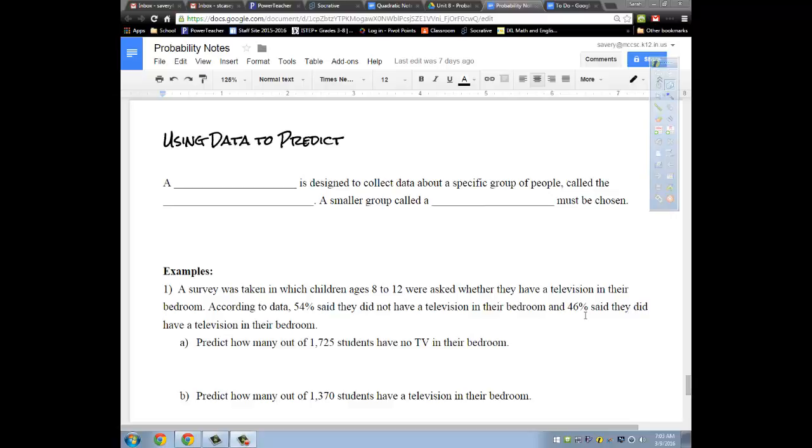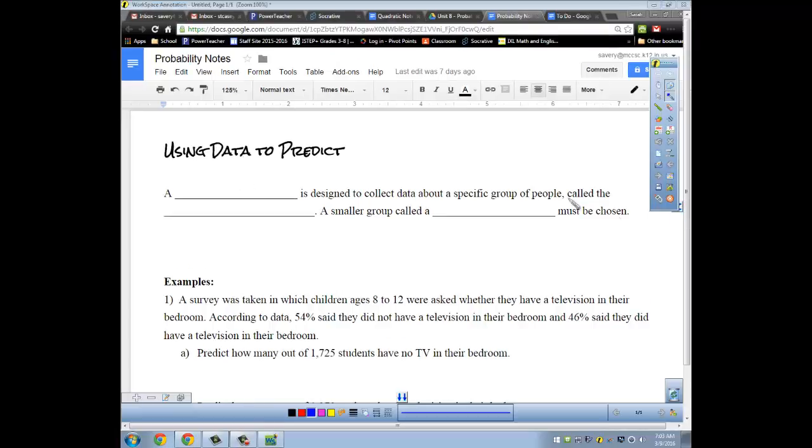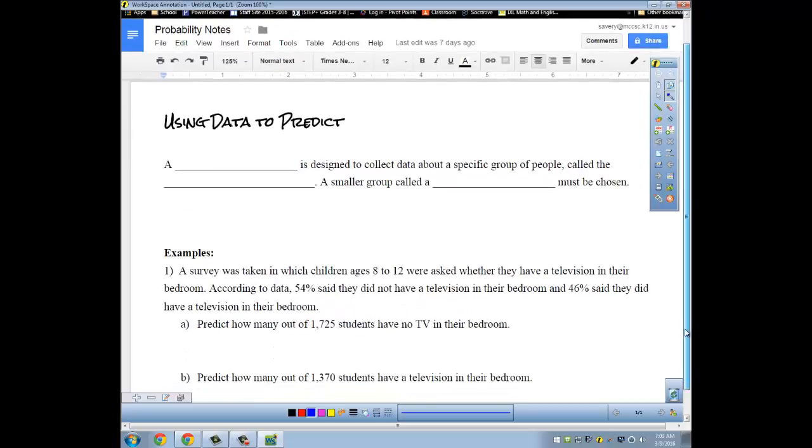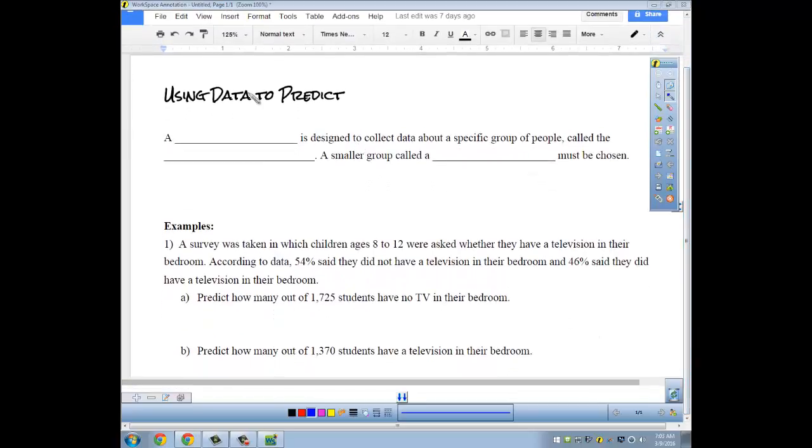Hey, so today you're going to be finishing up your notes packet for this chapter. You should be turned to using data to predict, so if you're not there, please get there. We have a few vocab words that we need to know, and I will tell you that on your test there will be a vocab section, so make sure you look through all your vocab and you can identify what each word means. So the first word today is a survey.